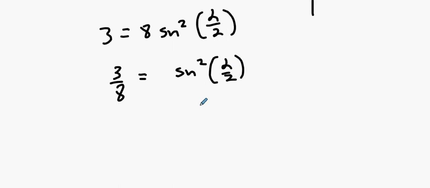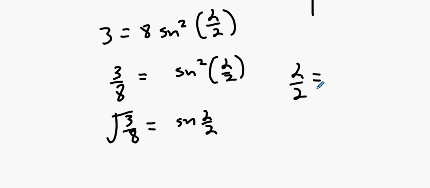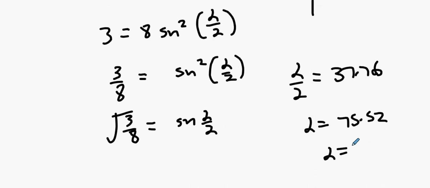Okay, square root, alpha over 2 will equal sine inverse of that, 37.76, multiplied by 2, alpha equals 75.52, alpha equals 76 degrees. I'm so sorry.